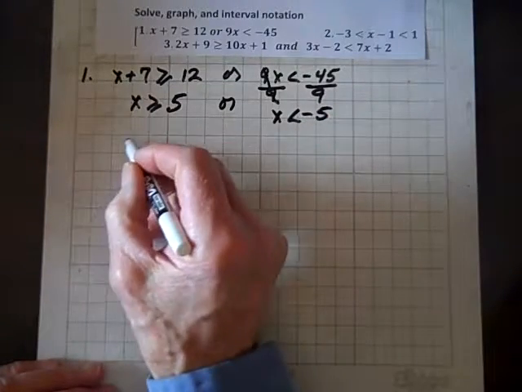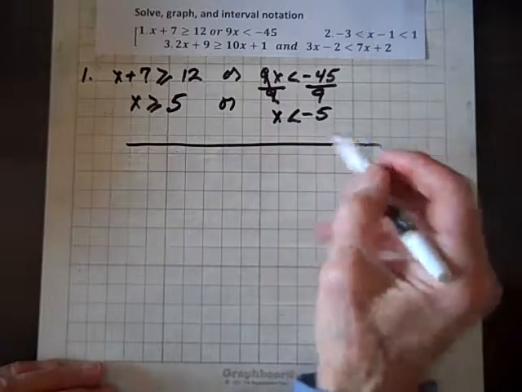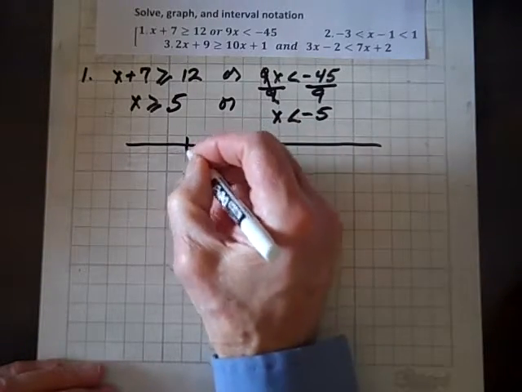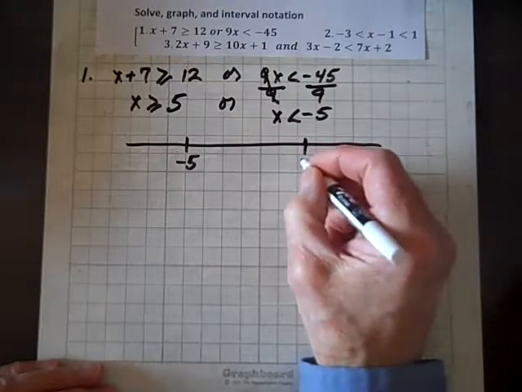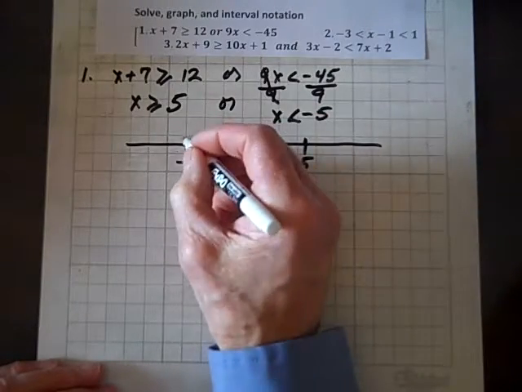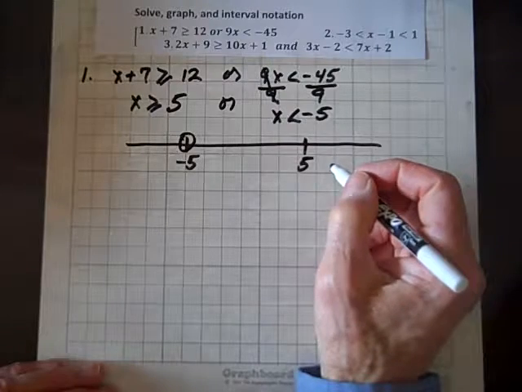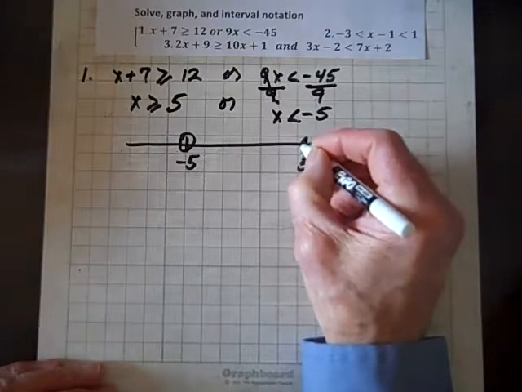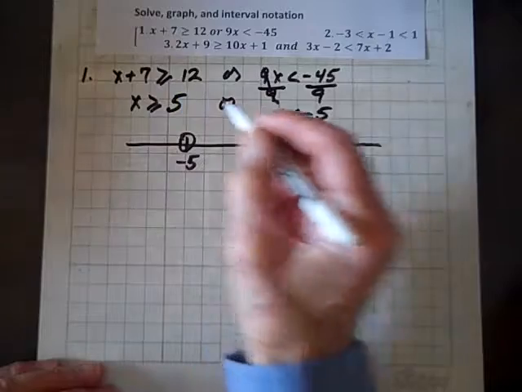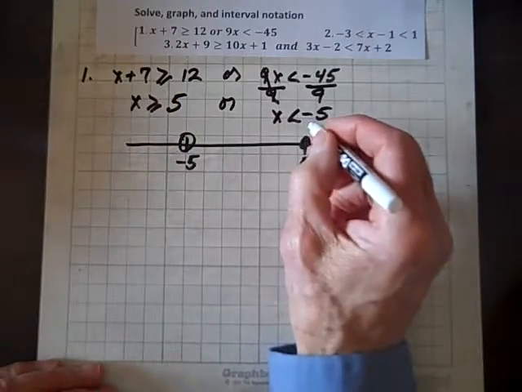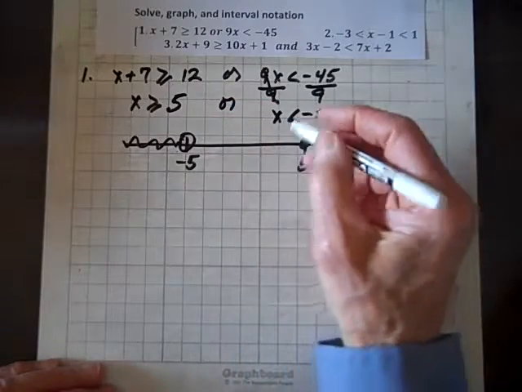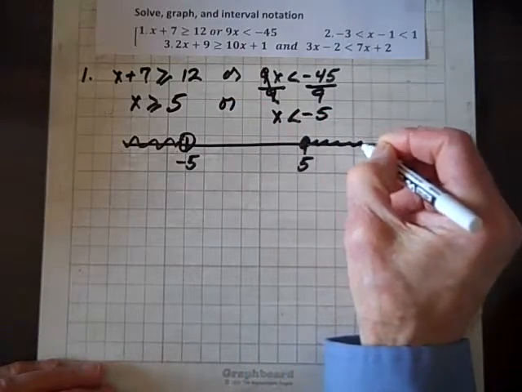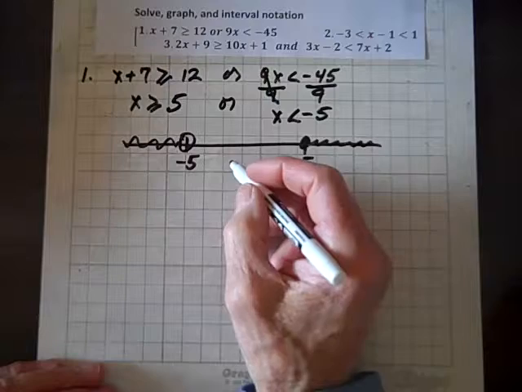So now let's graph that. And here we are at negative 5, and here we are at 5, and I'll use an open circle at negative 5 and a closed circle at 5 because there's an equal sign associated with the inequality. And x is less than that, or x is greater than or equal to 5. So we've got it graphed.